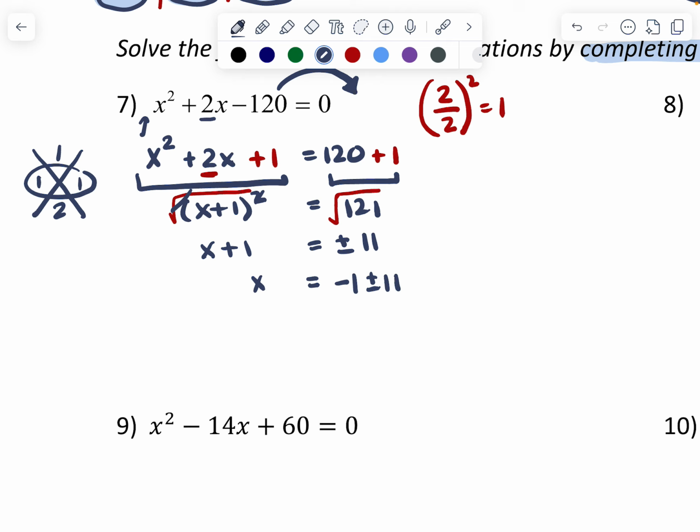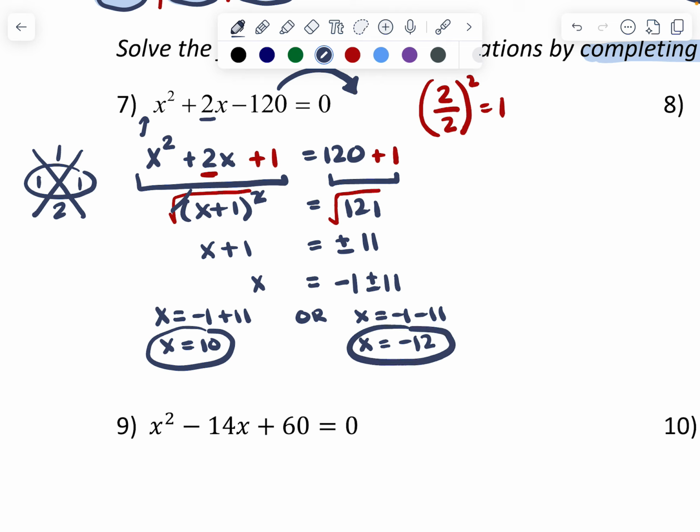Now, this is actually nice, so I need to work it out. So it's x equals negative 1 plus 11, or x equals negative 1 minus 11. Negative 1 plus 11 is 10. There's one answer. Or negative 1 minus 11 is negative 12. There's your other answer. Okay?